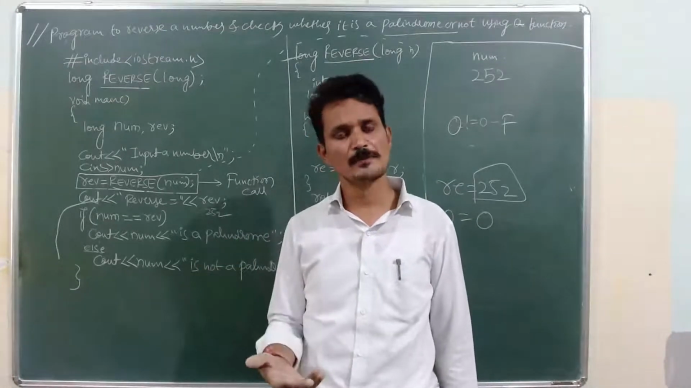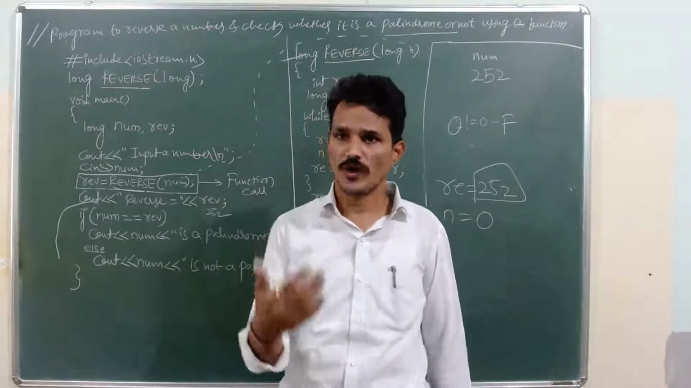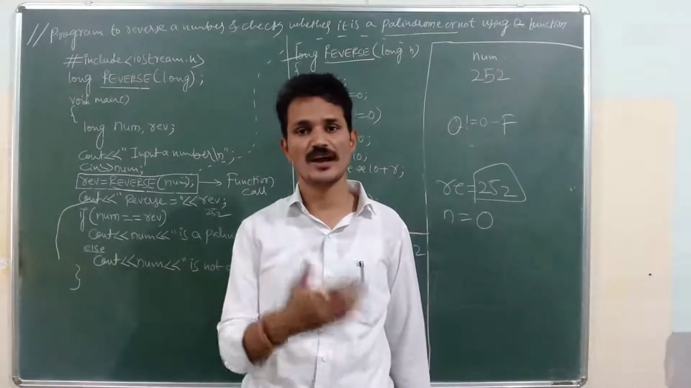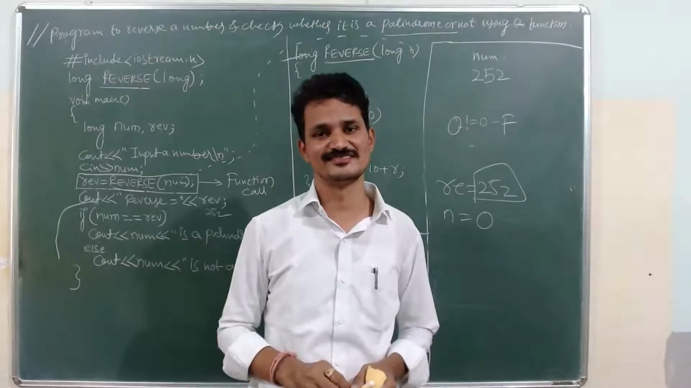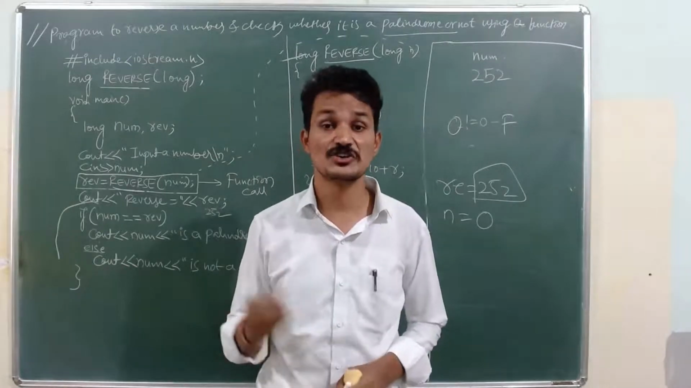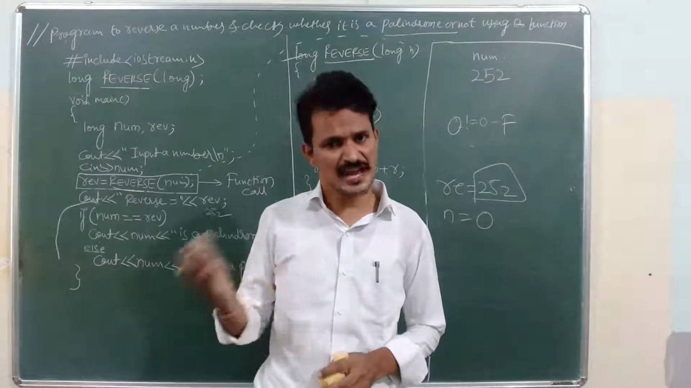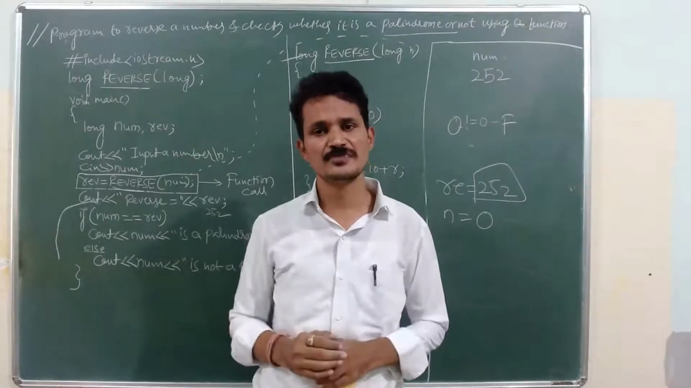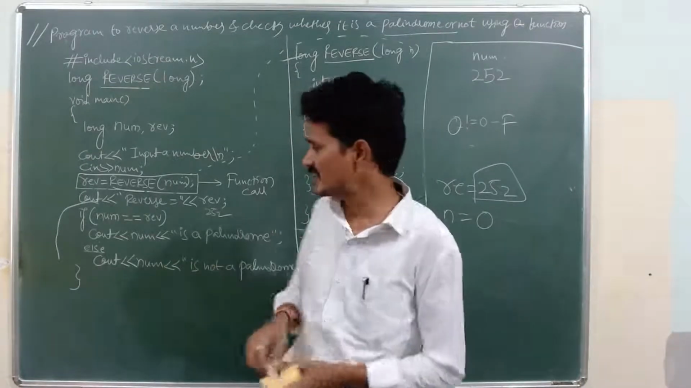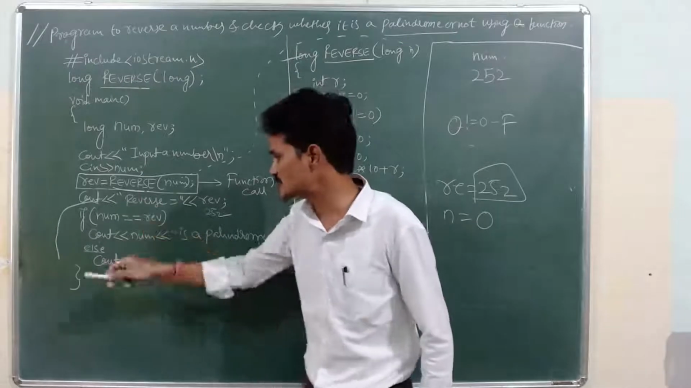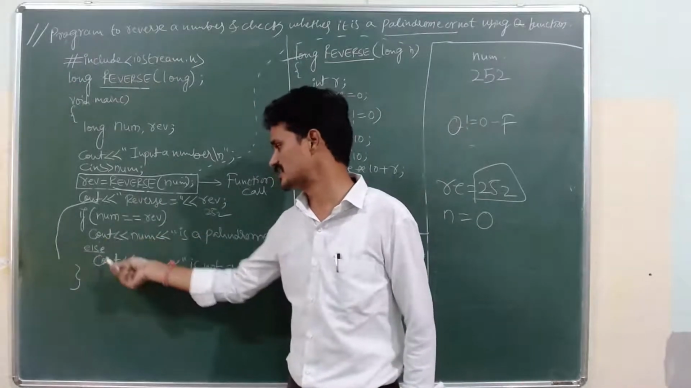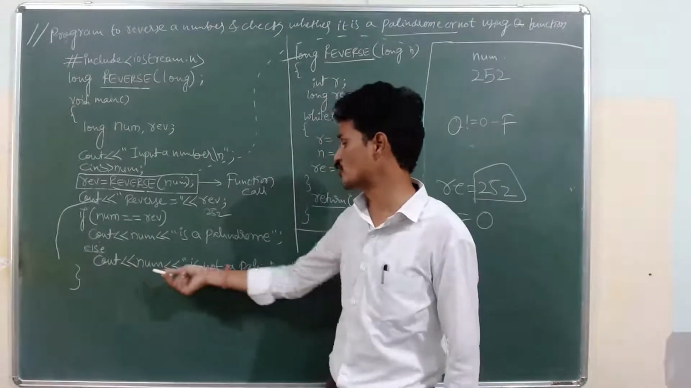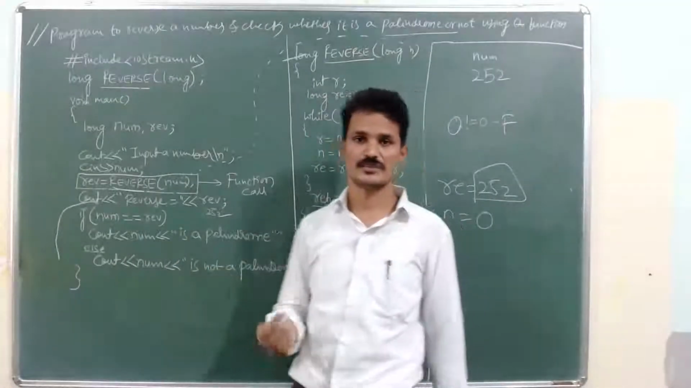We'll take another example, say for example 159. If I reverse 159, I will get the answer 951. 951 is equal to 159? Condition false. When the condition is false, it goes to the else part. We'll execute the else part, that is, cout 159 is not a palindrome.